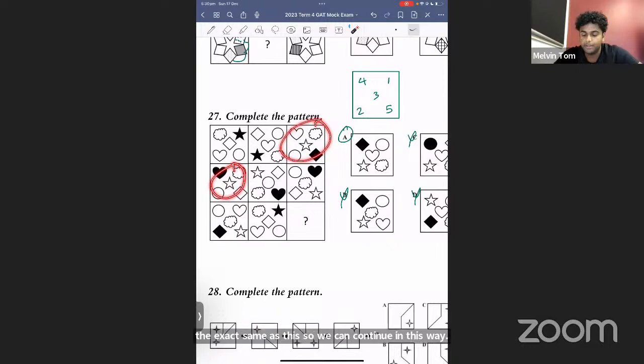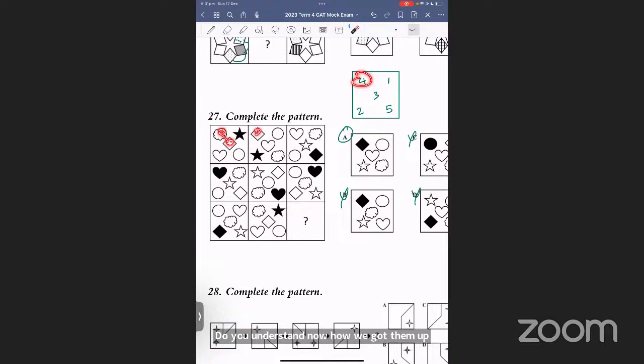But imagine if it wasn't like that. Then you go back to the first image. In the first image, the middle shape is a square here. And from this position, it goes to the top left, so 4. And from this position, it goes to the bottom right, 5. Do you understand now how we got the map? I got it now. Thank you.